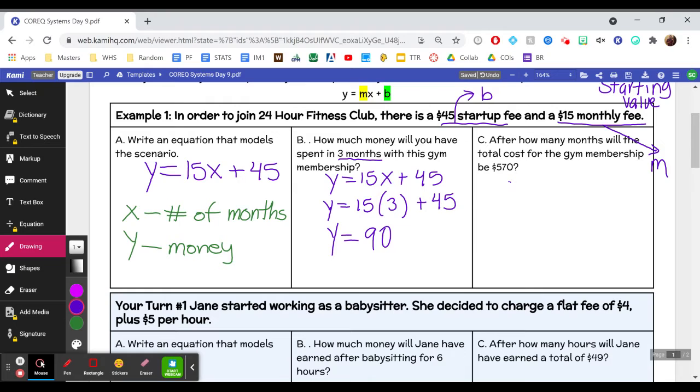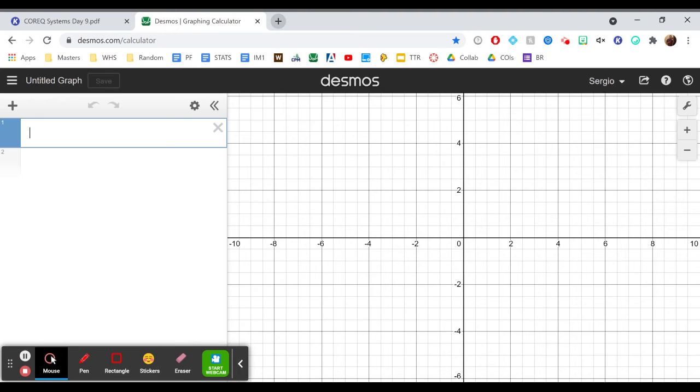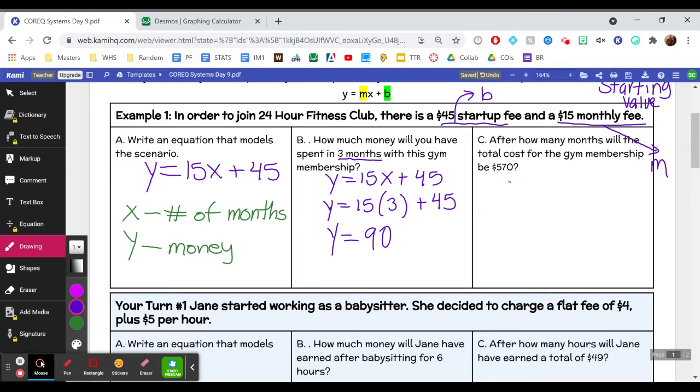And you can always double check this by going to your decimals. You can type the whole thing just like I have it in there. 15 parentheses 3 plus 45. And we get 90. Okay, so you can always double check your answer in there. So y equals 90. So in 3 months, we pay $90.